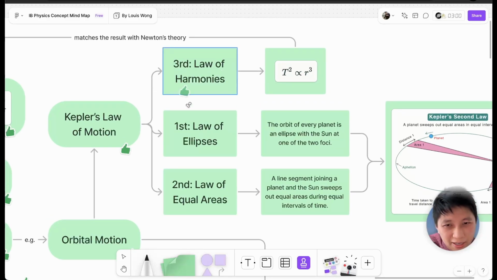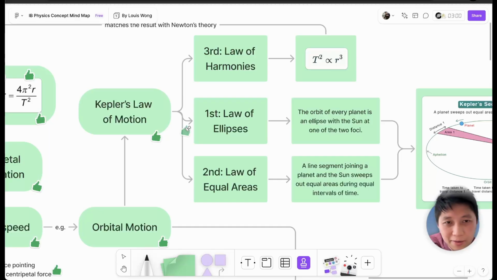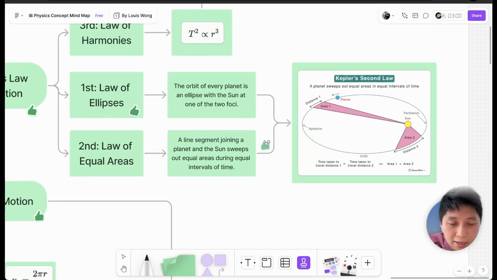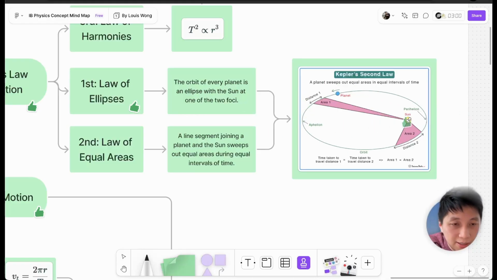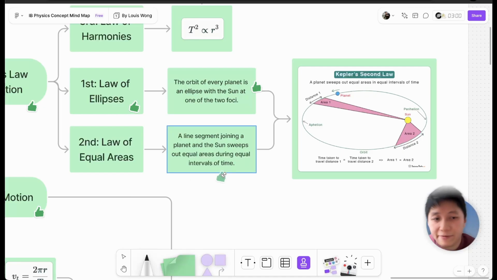I put it in this way to make it easier for the mind map to display. The first law is the law of ellipses. So basically it's saying that the orbit is actually not circular, it's elliptical. There are 2 foci, and the sun is at one of the foci. So it's more like a fact from the observation.